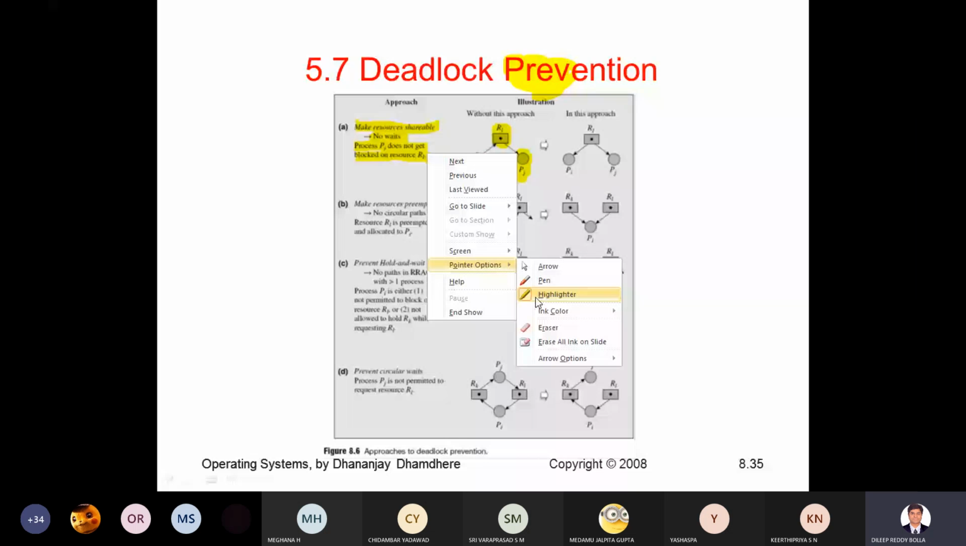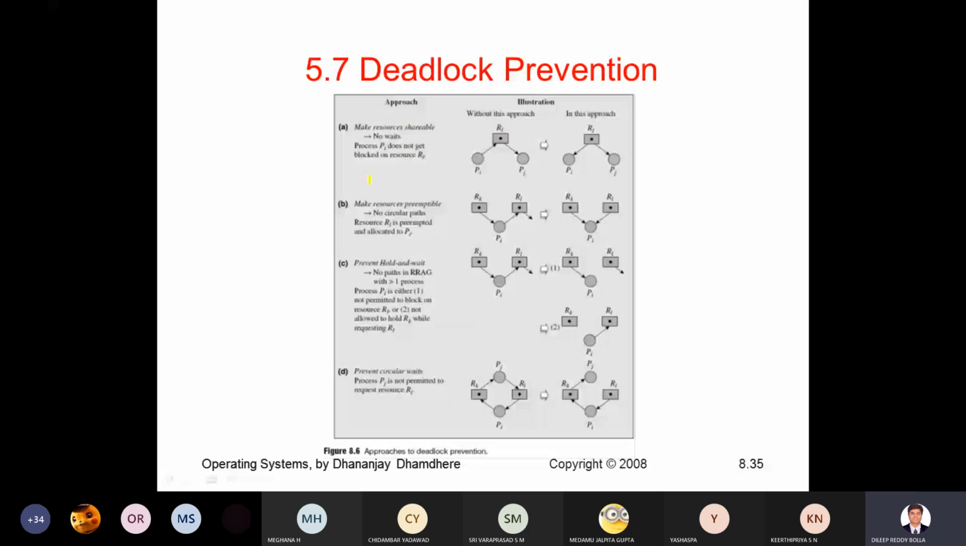Look at the second one, make resources preemptible. If we make the resources preemptible, what is happening? We are not getting any circular paths. If we make them preemptible, there are no circular paths, so the process will be easy for us. Are there any doubts on that so far? Anyone? Any questions on it?